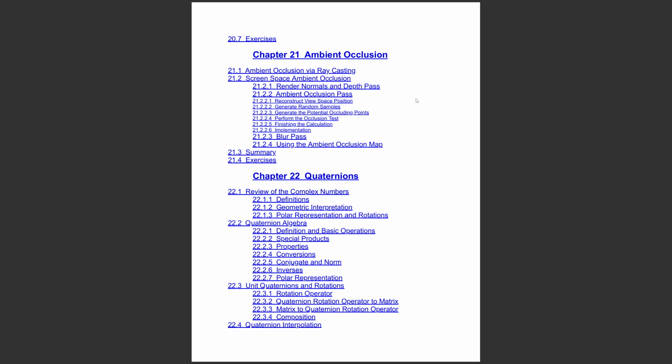We have chapter 21 covering ambient occlusion. We have ambient occlusion via ray casting, and there is screen space ambient occlusion with rendering normals and depth pass. We have ambient occlusion pass with a reconstruct view space position, generate random samples, and generate the potential occluding points. Perform the occlusion test, finishing the calculation about implementation, and a blur pass using the ambient occlusion map.